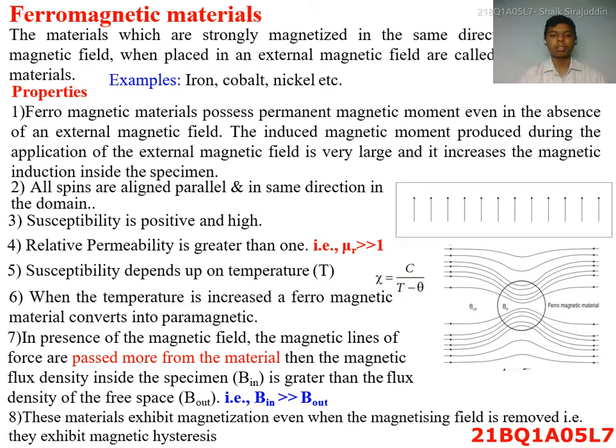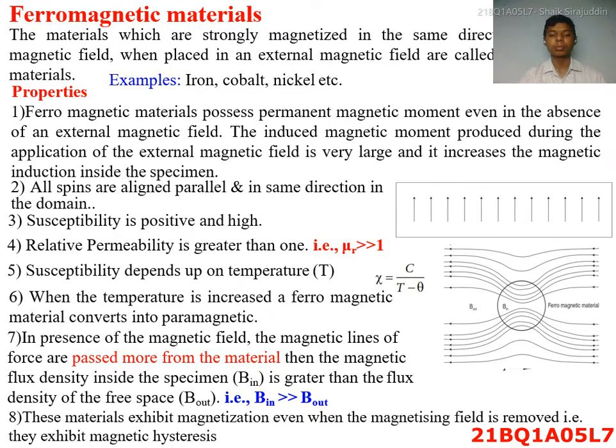Properties. Ferromagnetic materials possess permanent magnetic moment even in the absence of an external magnetic field. The induced magnetic moment produced during application of an external magnetic field is very large, and it increases the magnetic induction in the specimen. All spins are aligned in parallel in the same direction in the domain. Susceptibility is positive and high. Relative permeability is greater than 1.